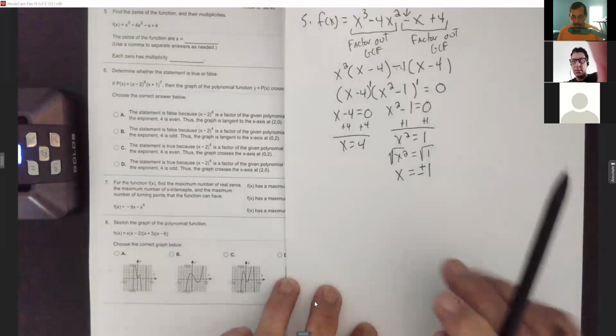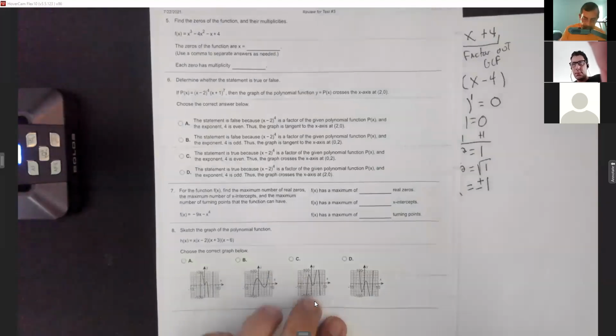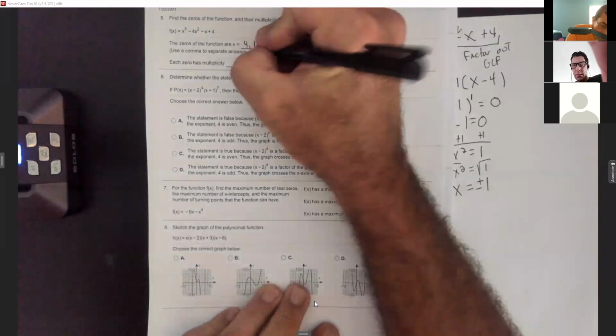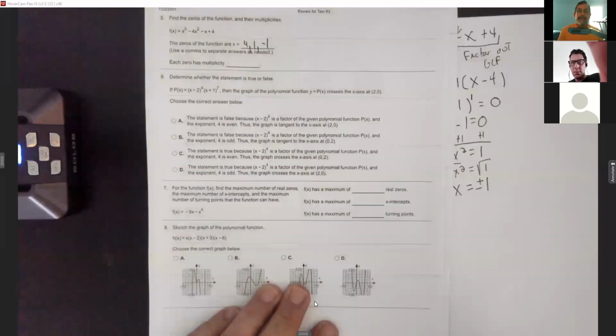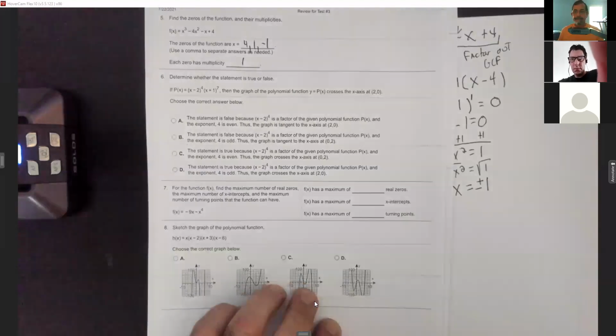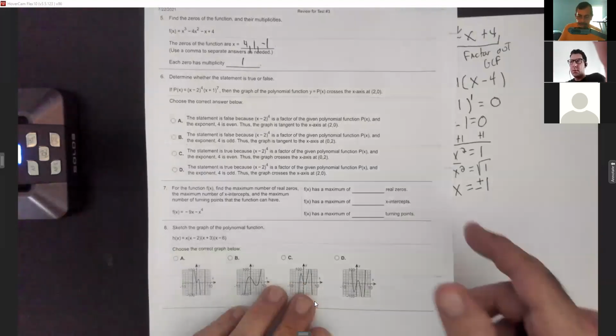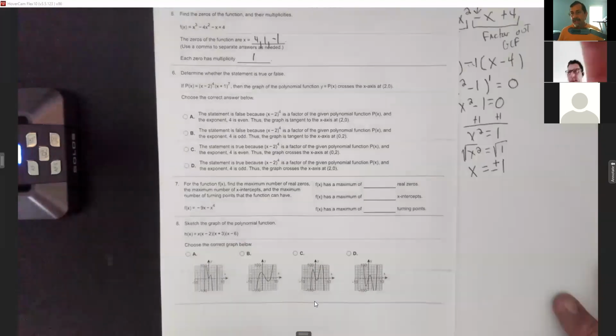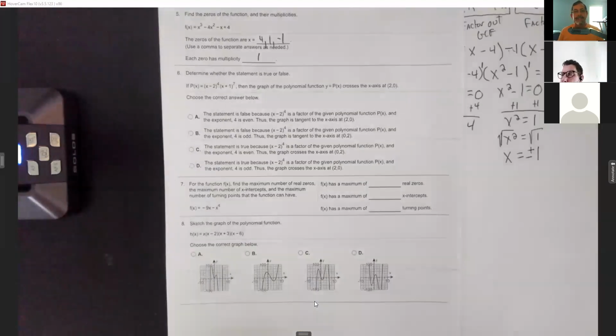So let's go back here. Up here, the zeros would be 4, 1, and -1. And then each zero had a multiplicity of 1. Okay, so factor by grouping is not too bad. You just got to make sure those parentheses match up while you're working through it.